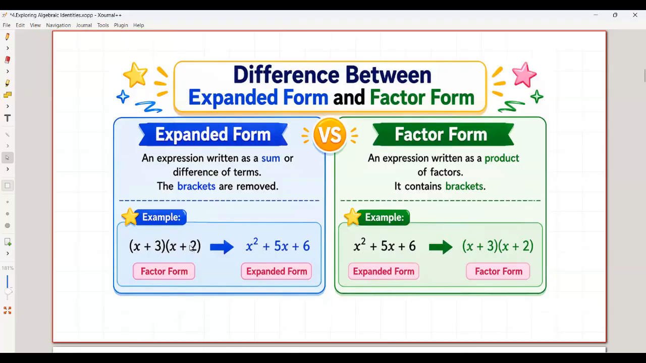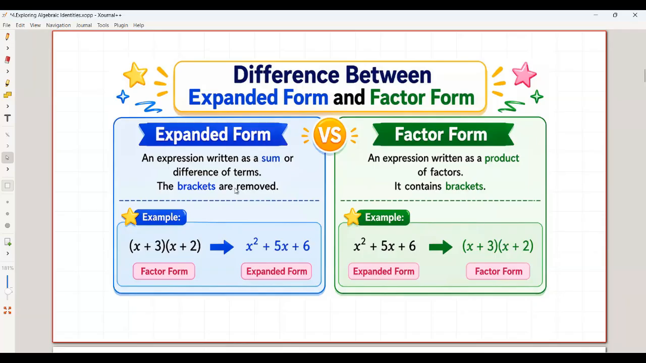If you just multiply this, or if you use the identity, you'll get the answer x square plus 5x plus 6. This is the expanded form. Factor form is an expression written as the product of its factors. It contains brackets. Here the expanded form is given, and for this we have to write the factor form. What are the factors? Like x plus 3, x plus 2.